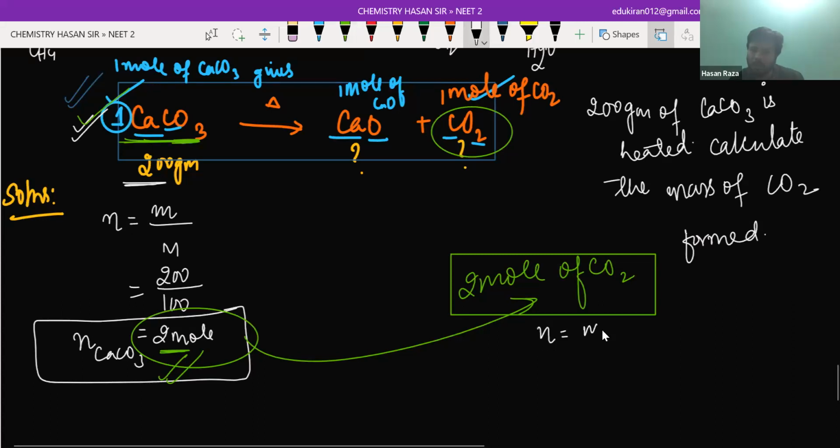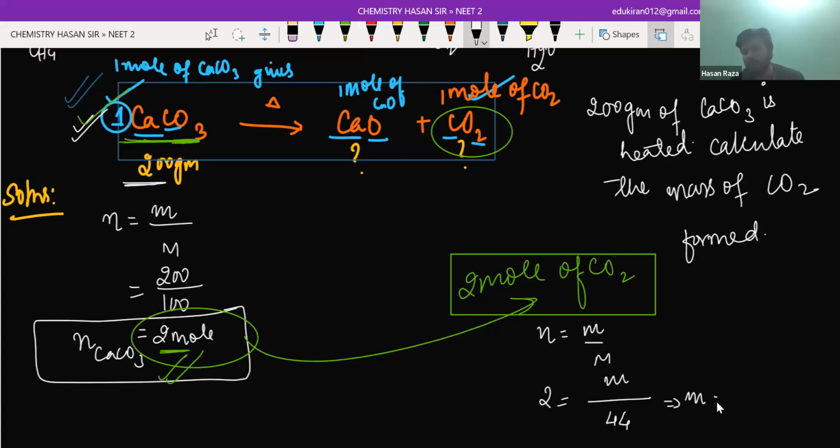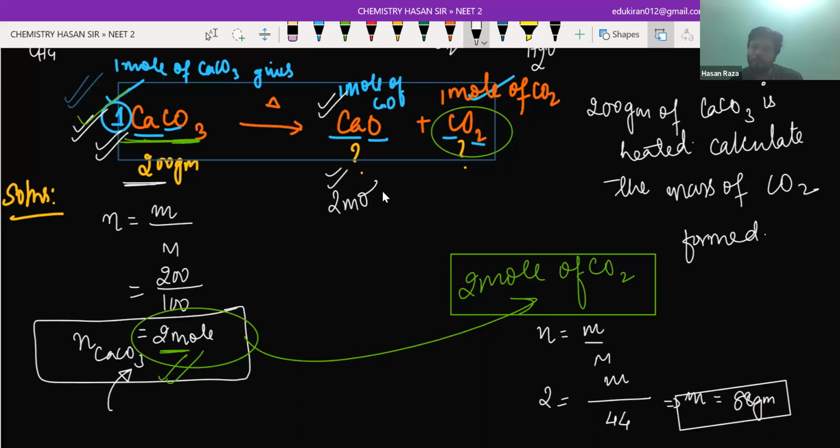Now you can easily calculate the mass. Number of moles is equal to given mass upon molar mass. Number of moles is 2. Given mass we need to calculate; molar mass of CO2 is 44. So mass will be equal to 88 gram. And accordingly, you can calculate the mass of CaO as well. How you are going to do it? You can see 1 mole of CaCO3 will give 1 mole of CaO. So actually we have 2 moles, so this will also form 2 mole. Again, n is equal to given mass upon molar mass. Number of moles 2, given mass you need to calculate; molar mass: calcium has 40 and oxygen has 16, so 56, and mass formed will be 112 gram.